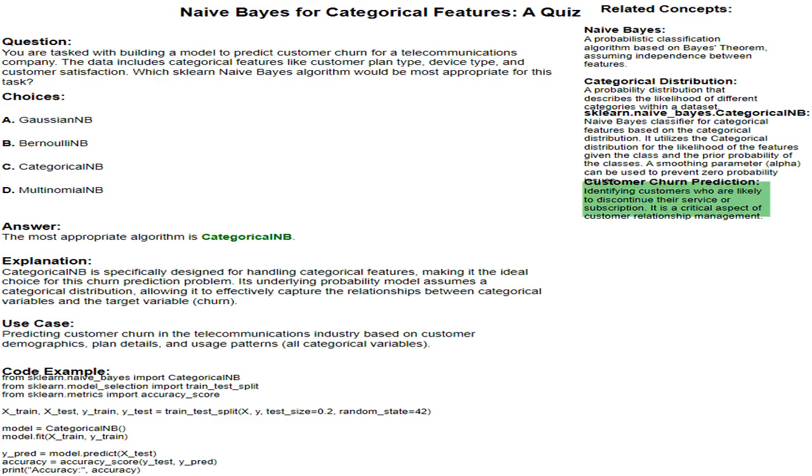Customer churn prediction. Identifying customers who are likely to discontinue their service or subscription. It is a critical aspect of customer relationship management. In the telecommunications industry, churn is a significant concern.